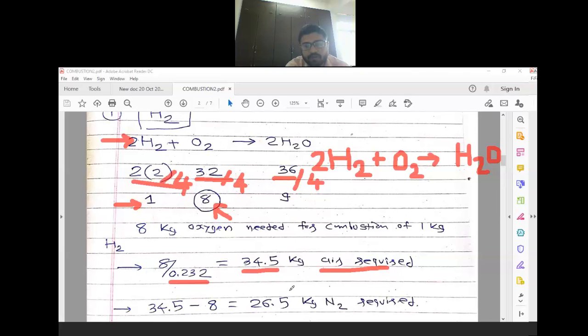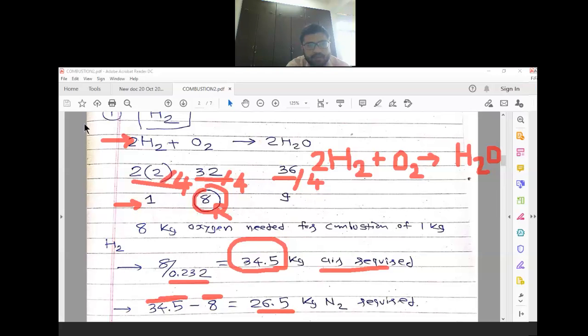And how to find out the nitrogen? I told you earlier that from the air you have to subtract the oxygen. So here you can see this is the air and this is the quantity of oxygen. So this is how you can find out the quantity of nitrogen.